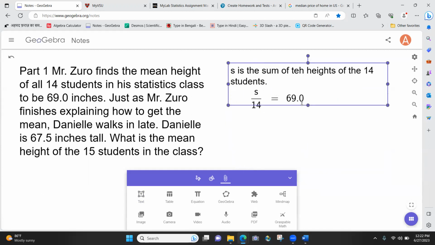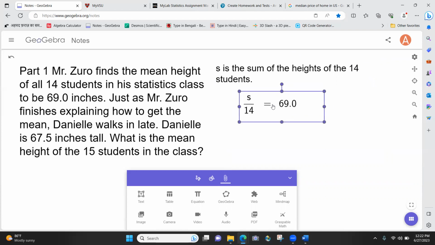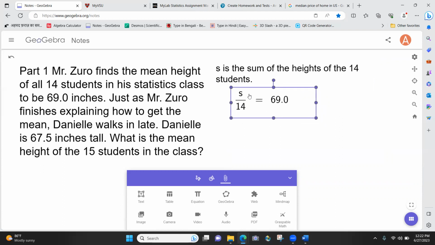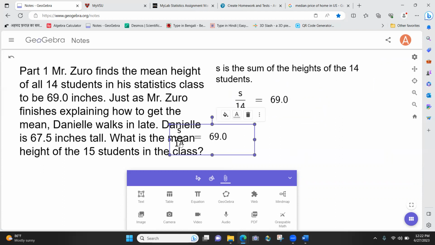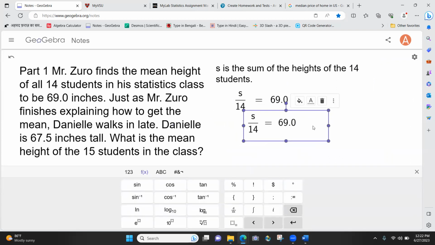S is the sum of the heights of the first 14 students. Sure. Now, according to what he's telling, S divided by 14 is 69. Now I can multiply both sides by 14 and find the sum of the 14 students. All I have to do is multiply 69 by 14.